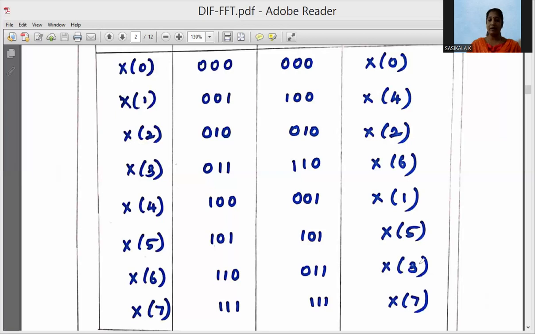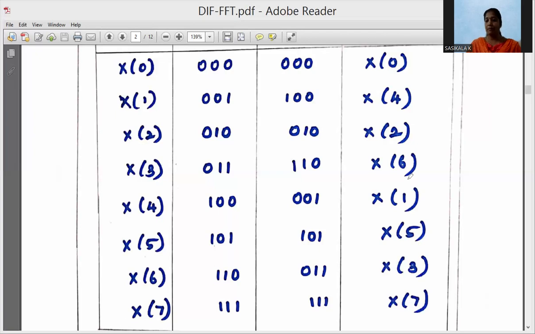So already we discussed in a DIT, that is the first half. The first 4 values are even values. Normally even values are 0, 2, 4, 6. But here 4 and 2 are interchanged. So first it becomes 0, 4, 2, 6. Normally we would have 0, 2, 4, 6 as the even numbers, but here it has become 0, 4, 2, 6.